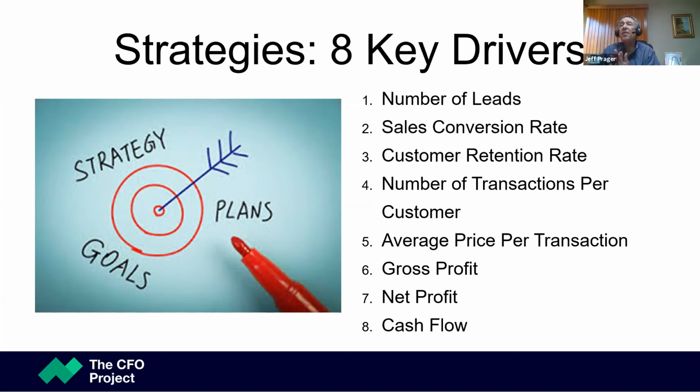And then the fourth is your number of transactions per customer. For most of us, it may be 1. But if you're doing maintenance packages or something of that nature, you could get that average number up. And the average price per transaction. How much are you charging? Are you charging the right price? Are you getting the right margin to cover not only your cost, but your growth as well, and your salary? Are you looking at the bigger picture?